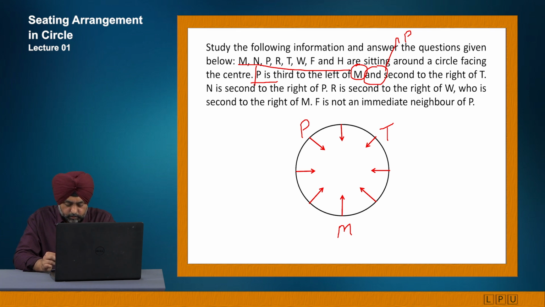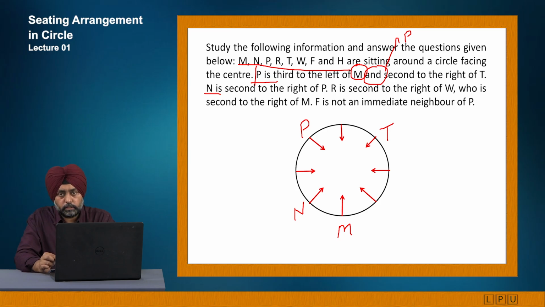Let us come to the next statement. N is second to the right of P. So right of P means anti-clockwise, first, second, so N will come here. N is second to the right of P.